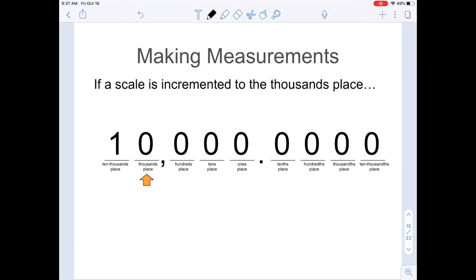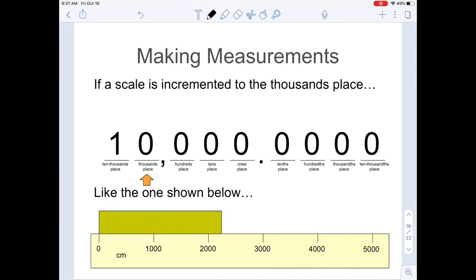Right now, if a scale is incremented to the thousands place, so let's say that we have this massive graduated cylinder or something. We're going to use a ruler in this presentation because it's easier to picture. And it's incremented by the thousands place. So it counts by thousands, 1,000, 2,000, 3,000. If it counts by the thousands place, we always estimate the next digit. We're going to estimate the hundreds place.